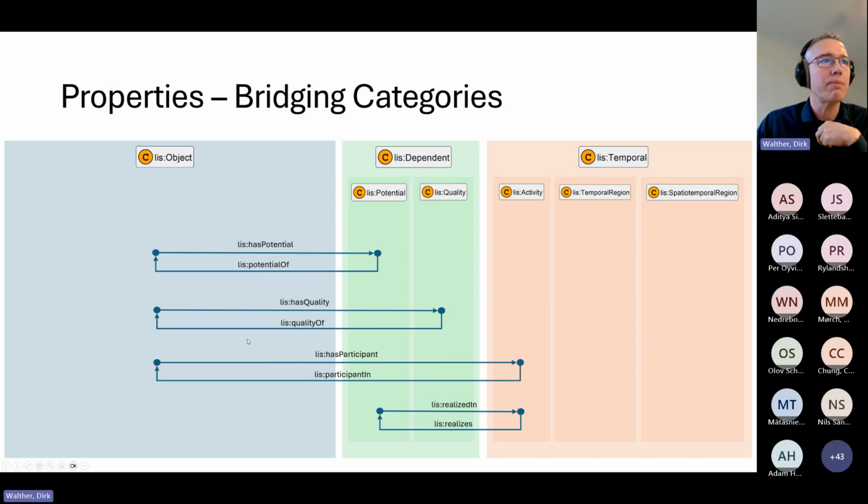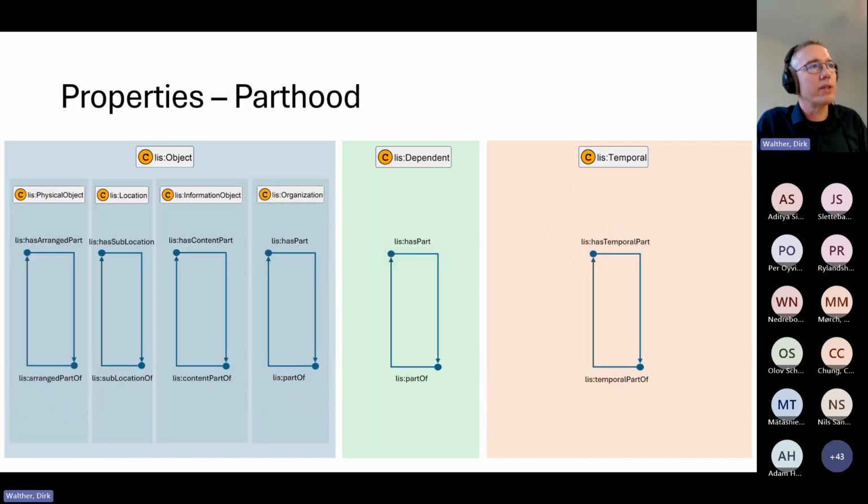Now, similarly, we can connect objects with qualities or activities, and we can go, for example, from potentials to activities, and so on. There's more going on in terms of properties or relations between the categories. Here, for example, we have relations dedicated to expressing parthood. These are has-part relations. Now notice the pattern, each of these categories is sort of self-contained, or closed. You cannot have a part that lives in a different category.